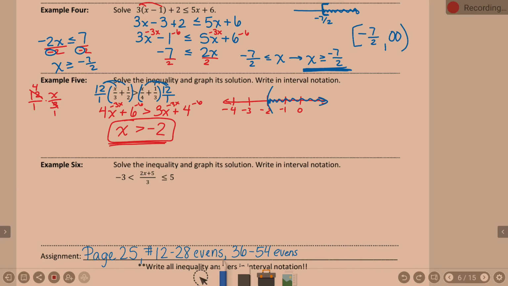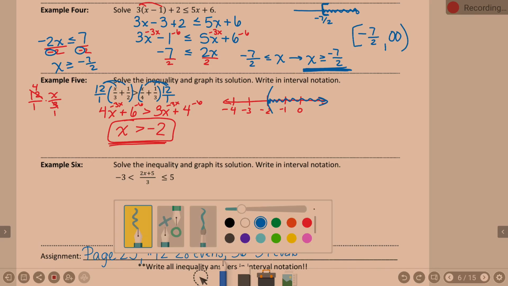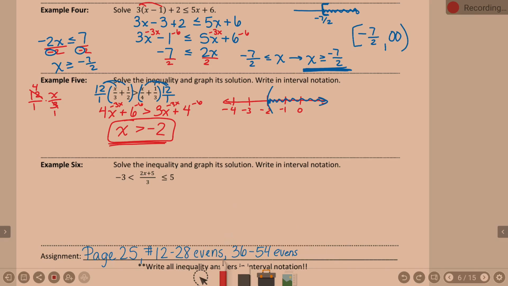You have a couple in homework that say to graph. Please graph them. Some of you won't. What is this in interval notation? Where did my interval start? -2, with a parenthesis, comma. How far does my interval go? Infinity, with a parenthesis. Now, should I see x greater than -2 on your paper? Yeah, because it's what you got when you solved.